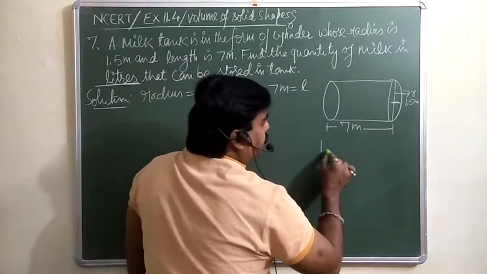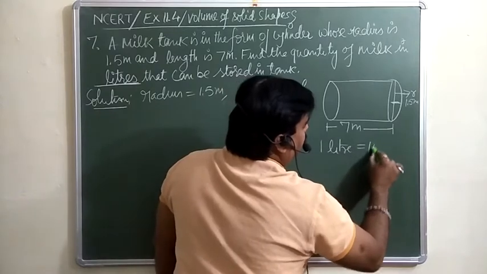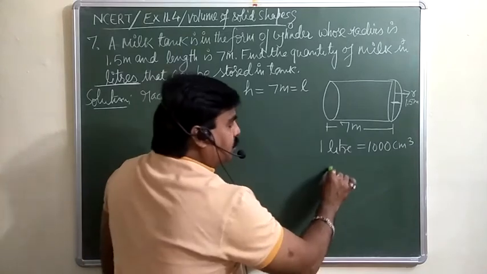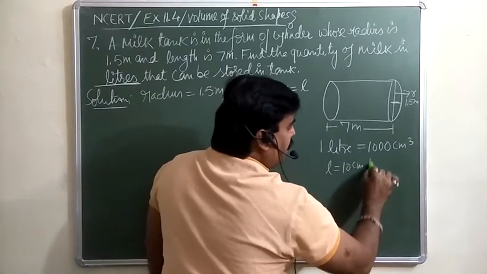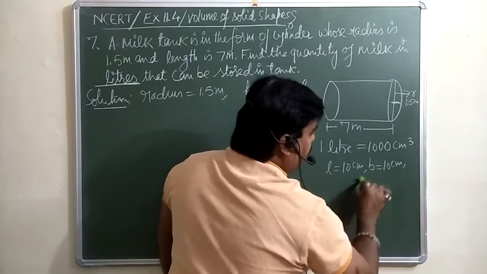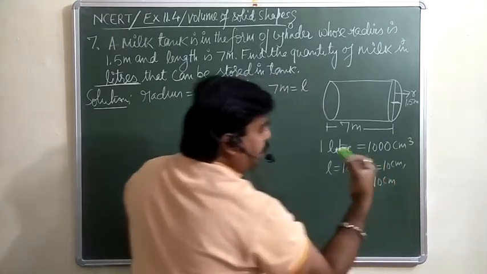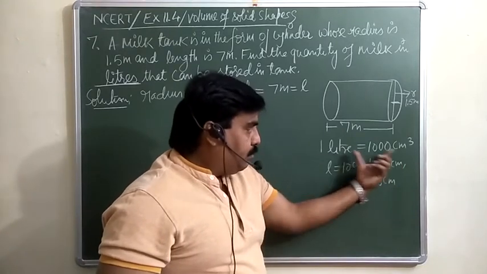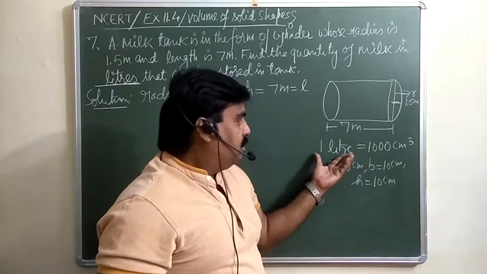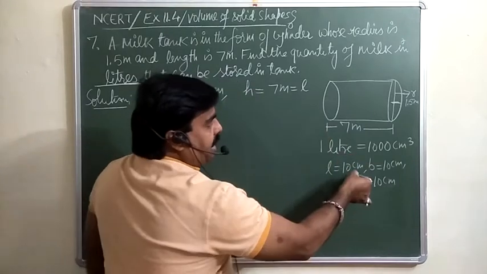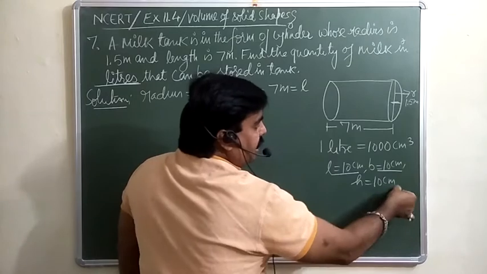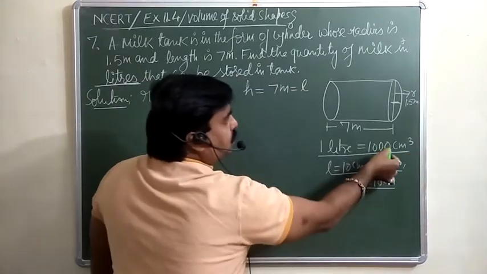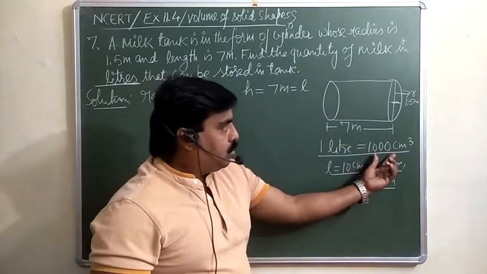We already know that 1 liter is equal to 1000 centimeter cube. If a pot's length is 10 centimeter, breadth is also 10 centimeter, and height is also 10 centimeter, then that pot can store 1 liter of liquid, which is equal to 1000 centimeter cube.